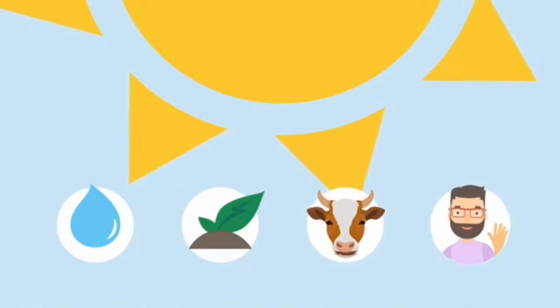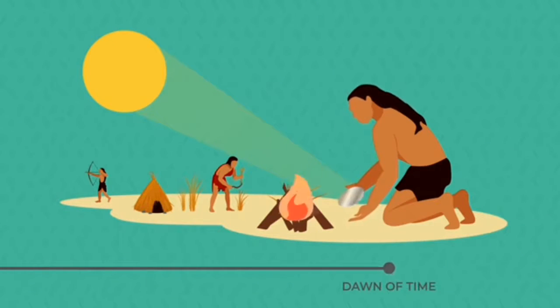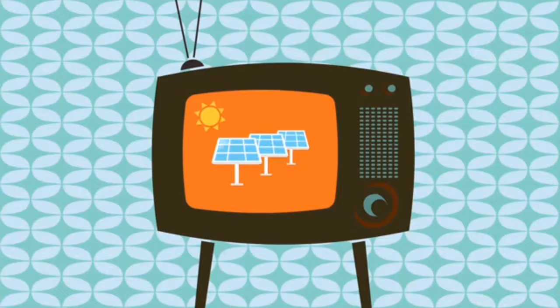Every living thing depends on the sun for its existence, from tiny microbes deep in the ocean to plants, animals, and people. Humans have been tinkering with solar energy since the dawn of time. Ancient civilizations used glass and mirrors to light fires. But it wasn't until the 1950s that technology was developed to convert the sun's energy into electricity using photovoltaic cells.